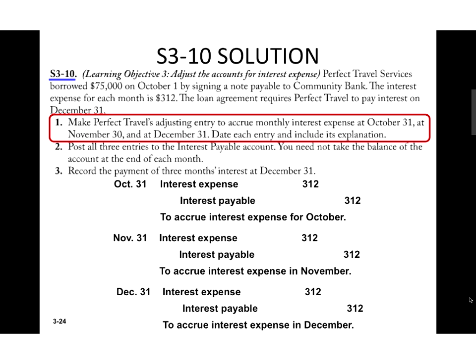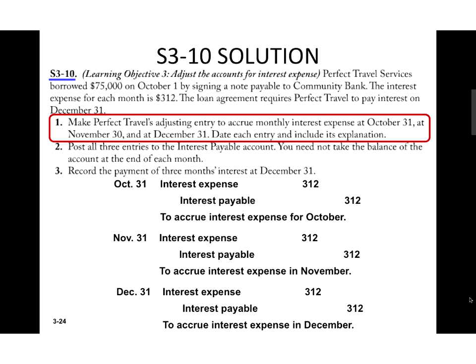Okay, so this is the first requirement. We're still on requirement 1. It's saying make the adjusting entry at the end of each month. Adjusting entries are made at the end of the month before we prepare any statement for the month. So we want to show that each month we're incurring interest expense. The interest expense on that loan, they tell us, is $312 a month.